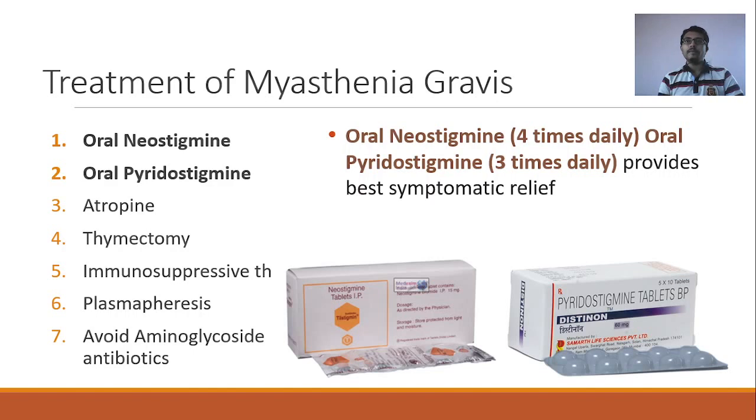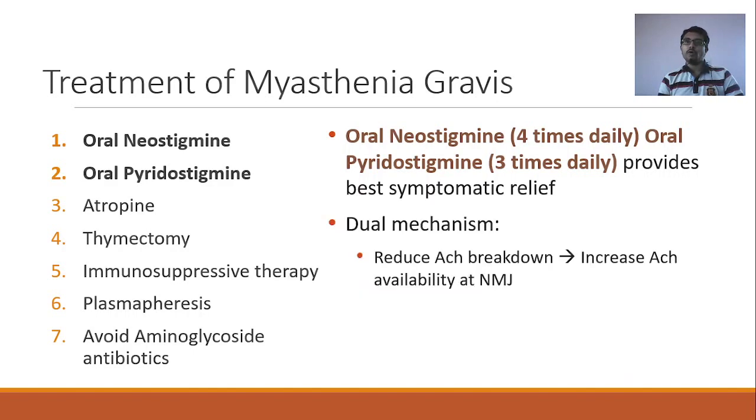They have dual mechanism of action. First mechanism we all know, they are anti-cholinesterases. So they block cholinesterase enzyme, and as a result there is accumulation of acetylcholine. This acetylcholine availability increases in the neuromuscular junction, and this will improve the muscle contraction. This is the first mechanism.